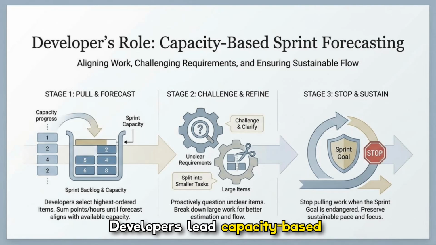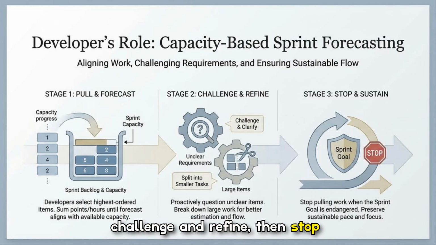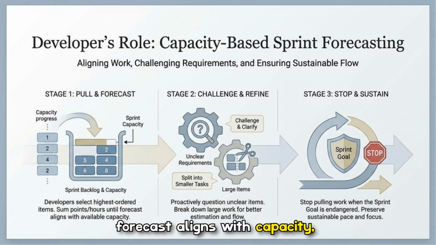Developers lead capacity-based sprint forecasting through three stages: pull and forecast, challenge and refine, then stop and sustain. Start by selecting highest ordered items until forecast aligns with capacity. Proactively question unclear requirements and split large items. And stop pulling new work if the sprint goal is at risk to preserve focus and a sustainable pace.